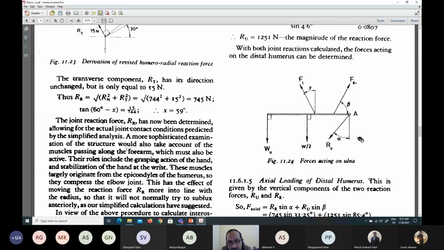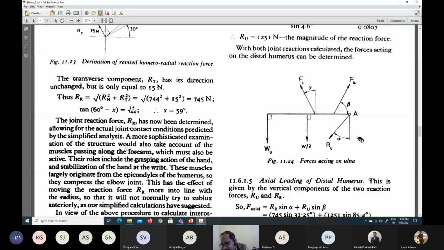So suppose in the forearm we are executing some grasping action of the hand. If you consider the role that includes the grasping action of the hand, it results in stabilization of the hand at the wrist. Even at the wrist, this muscle actually originates from, say, the epicondyle of the humerus.